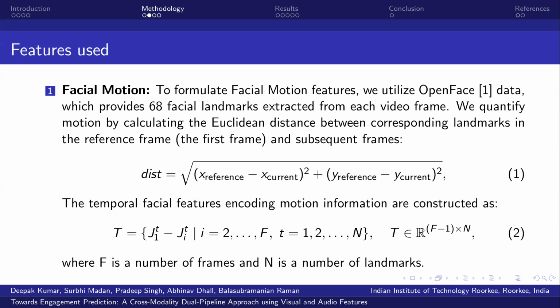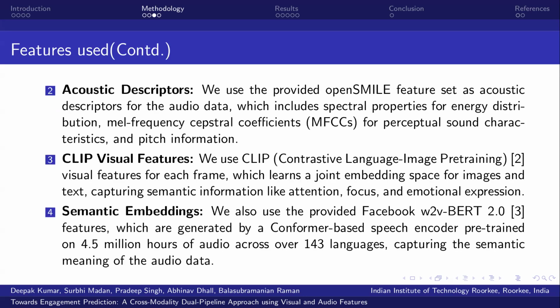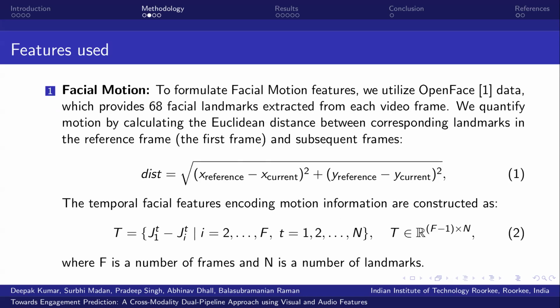We have used four types of features in our study: facial motion, acoustic descriptors, CLIP visual features, and semantic embeddings. In the facial motion features, we utilize OpenFace data, which provides 68 facial landmarks extracted from each video frame. These landmarks represent key points on the face. To quantify facial motions, we calculated the Euclidean distance between corresponding landmarks in the reference frame, that is the first frame, and subsequent frames.